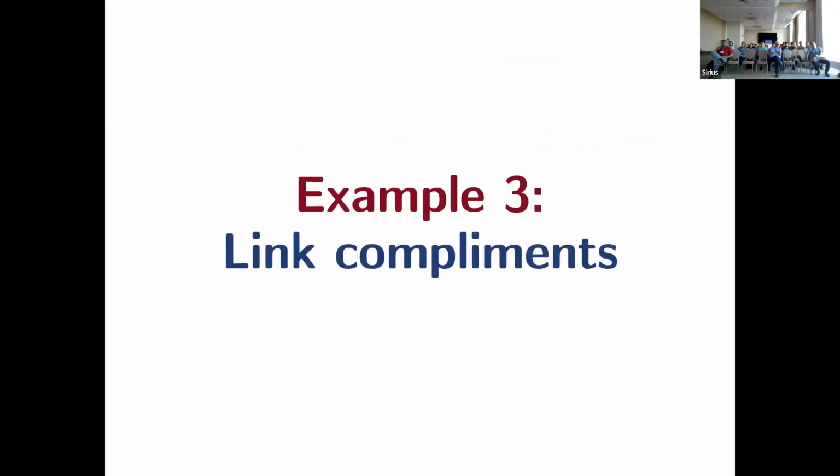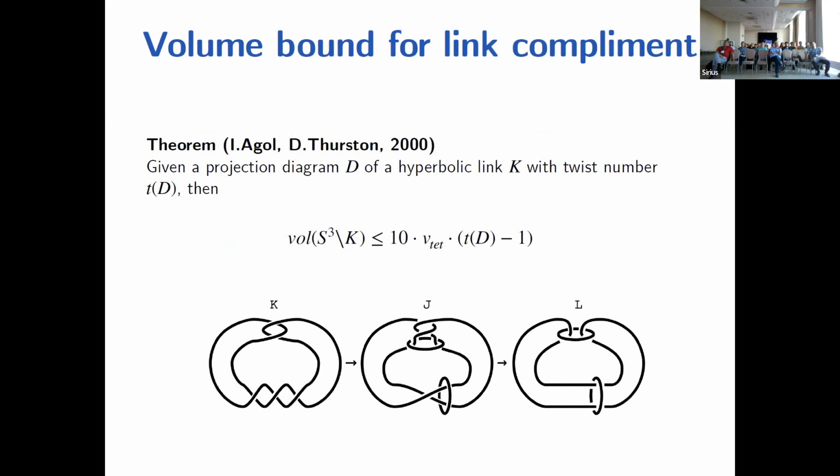And the last example is about a little bit different topic, link complements. Here I will only use the volume bounds for ideal polyhedra, but not Belletti's theorem. There is a theorem which was proved by Andrei Egorov and Dion Thurston. They proved that if there is a hyperbolic link K and a projection diagram D with twist number TD, then the volume of the complement of the link K is less than this number, which depends linearly on the twist number. The twist number TD is just the number of twist regions. For example, here we have 2 twist regions for this diagram.